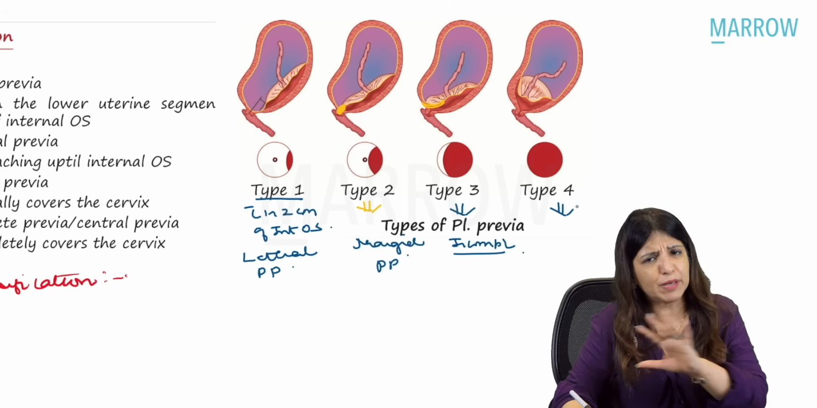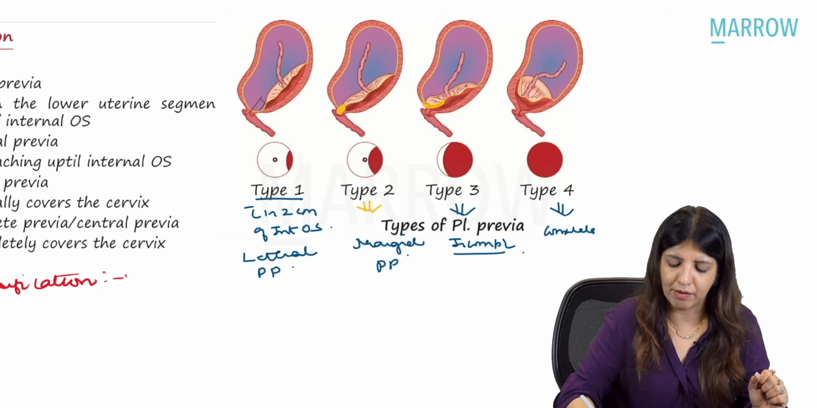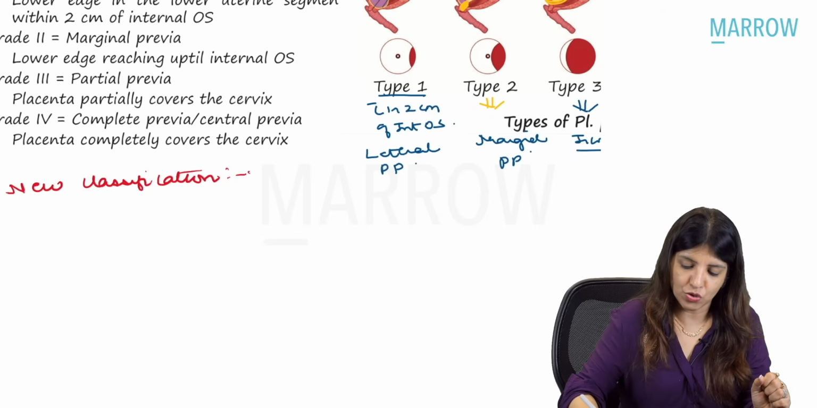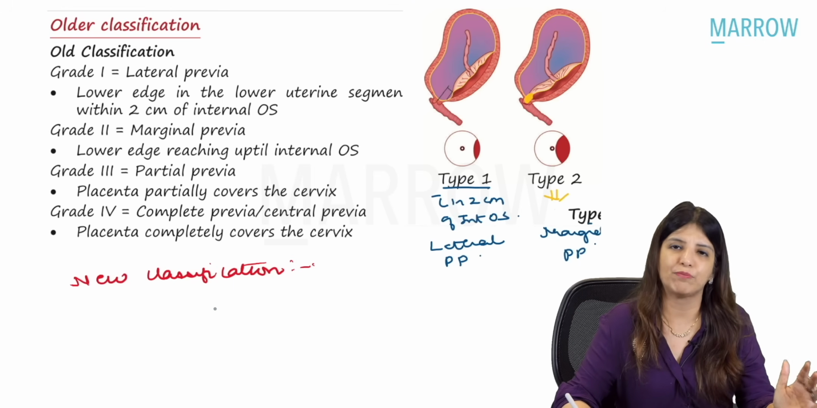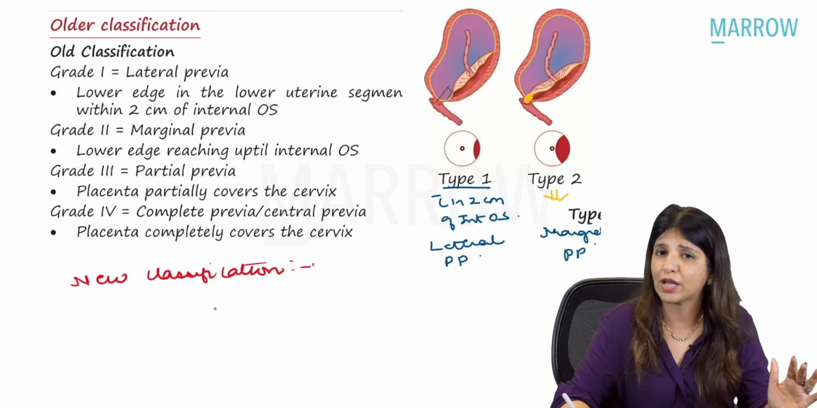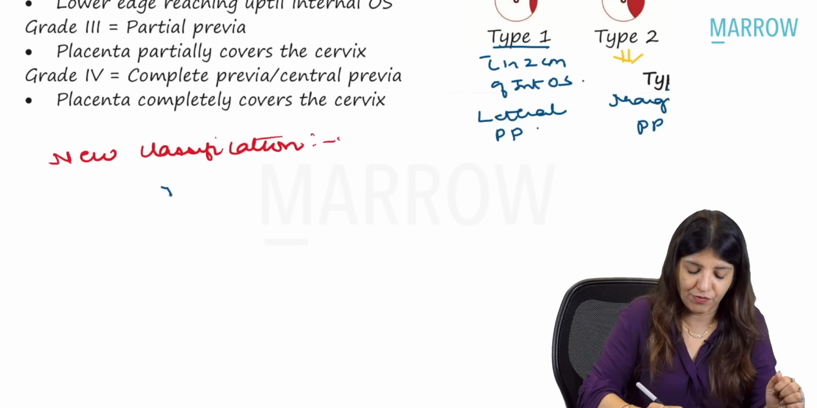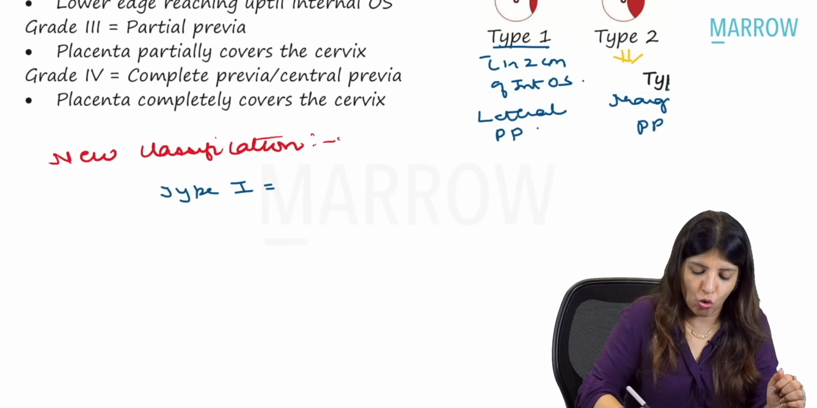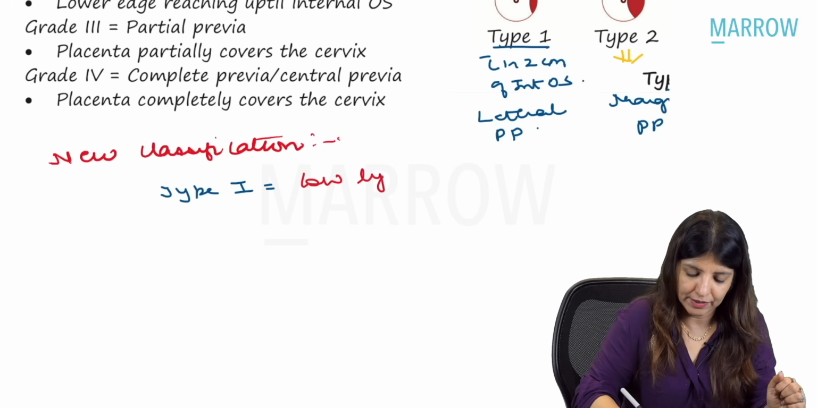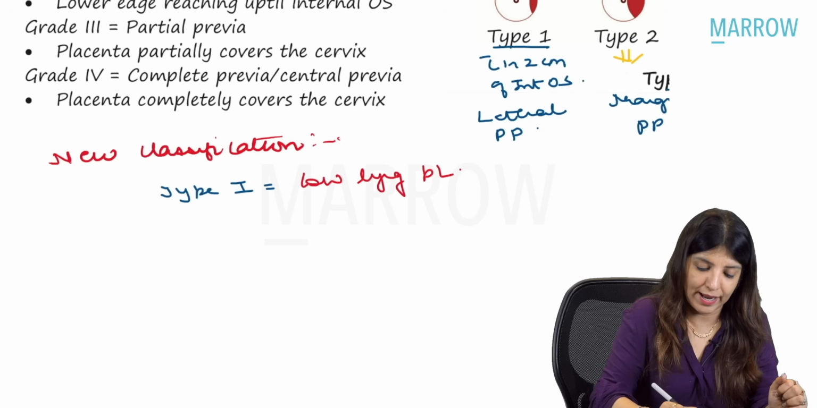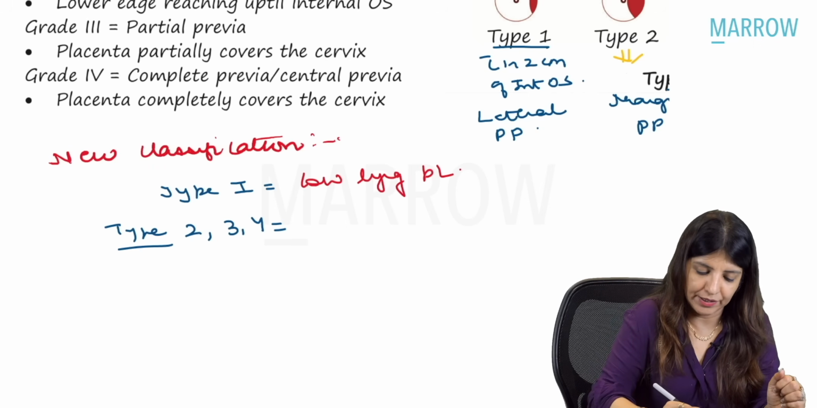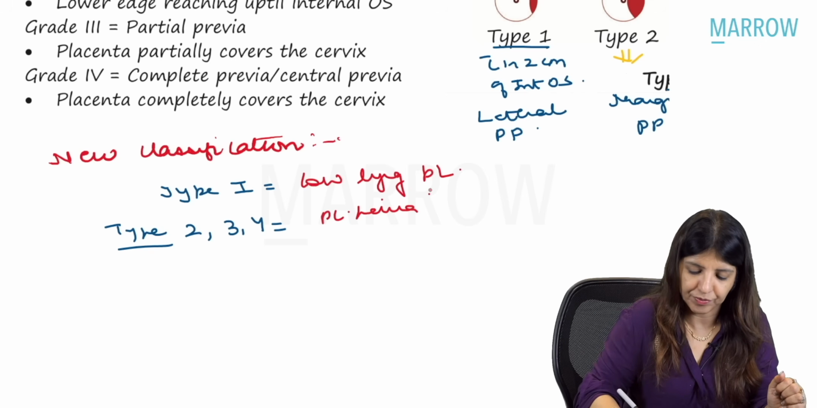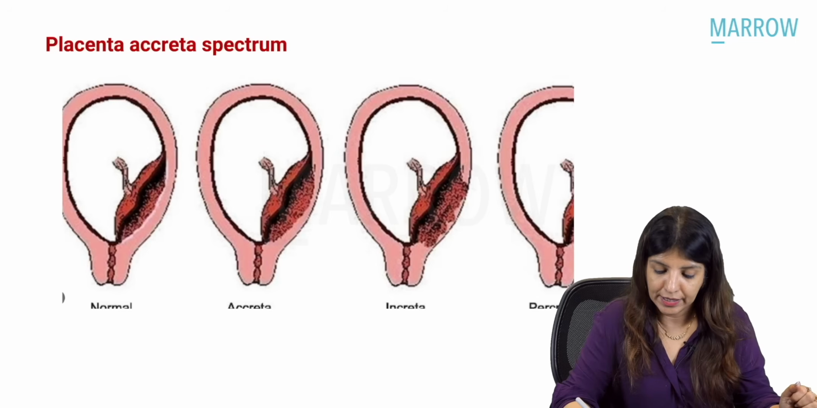And if you see it is completely covering the os, that means it is a complete placenta previa or central placenta previa. So this over here is the older classification for placenta previa, that is type 1, type 2, type 3 and type 4. It's not grade, it's type 1, type 2, type 3, type 4. Right now in the newer classification, type 1 is called a low-lying placenta. Type 2, 3 and 4 all of them come under placenta previa. Right, that is the newer classification. Clear to all of you?